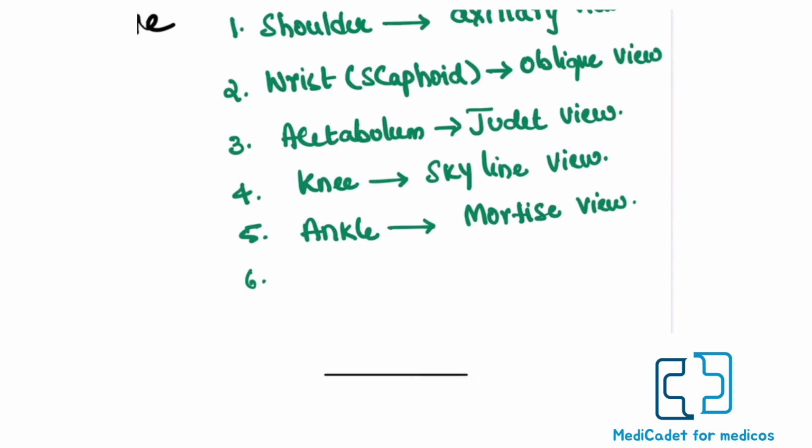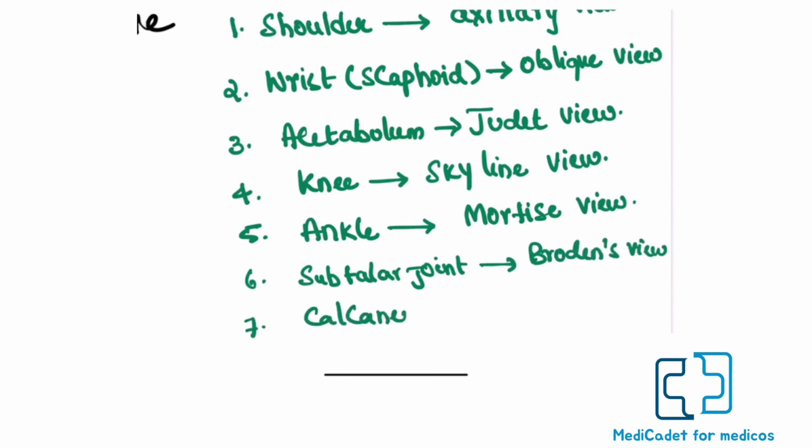And then there is the subtalar joint. If you want to comment on the subtalar joint, you have to go for Broden's view. So Broden's view is for your subtalar joint. And then finally, there is the calcaneum. To comment upon the calcaneum, you have to go for your axial view.